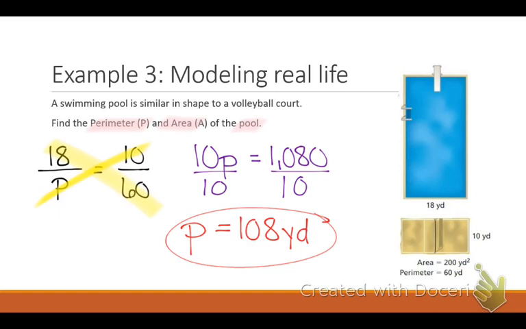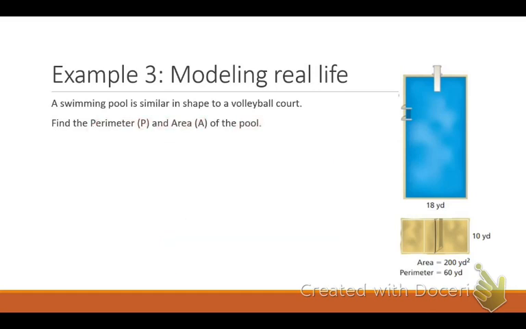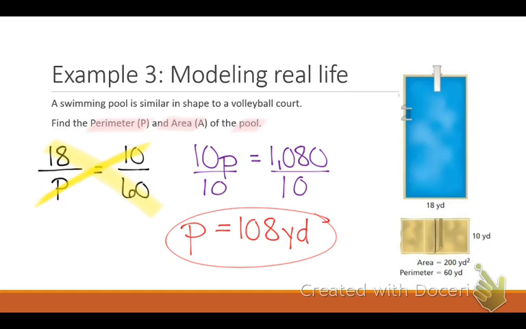Allie, Kelsey, is that making sense? Okay. So I found perimeter. Now we need to find area. I want you guys to work together. I've given you, actually, I'll put it back up. I've given you what the proportion should look like. I want you guys to work together and try to set up your proportion for finding area now.